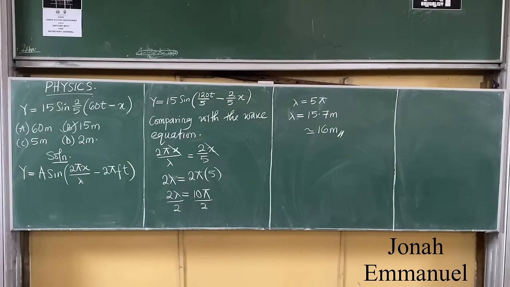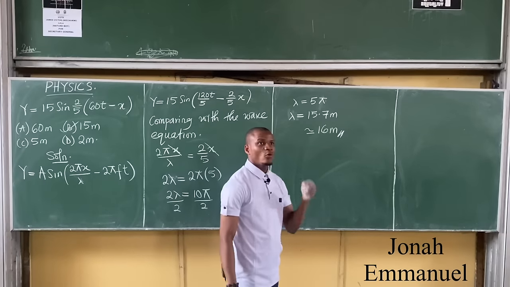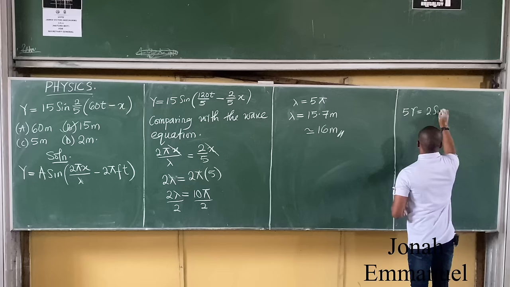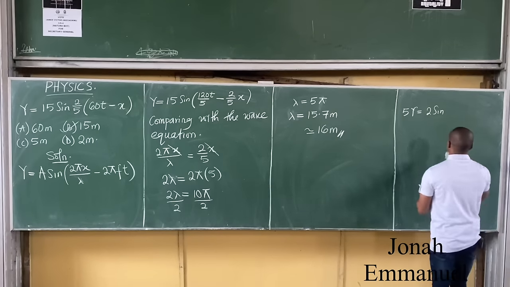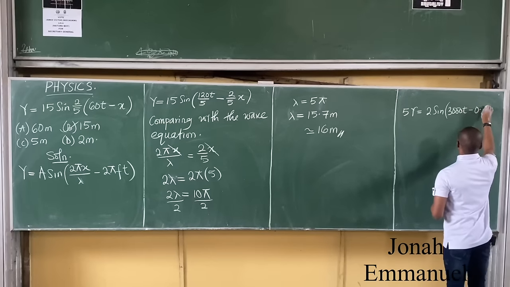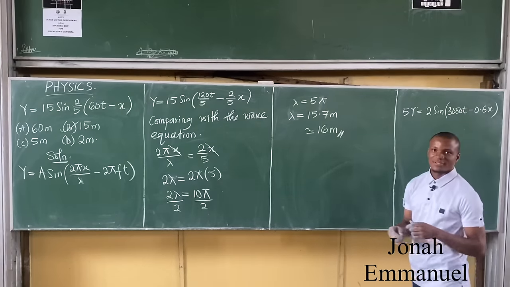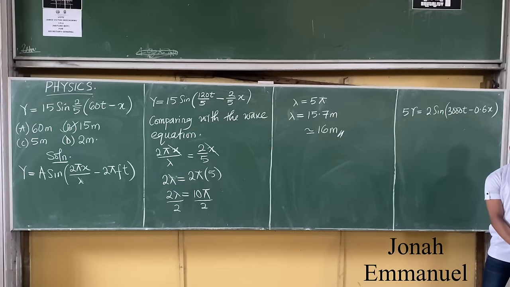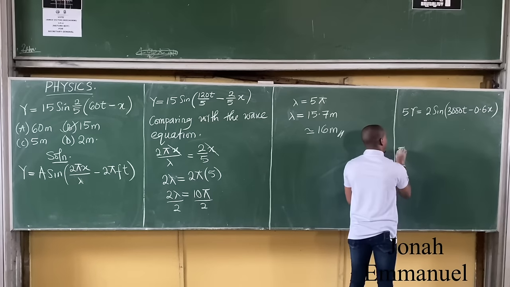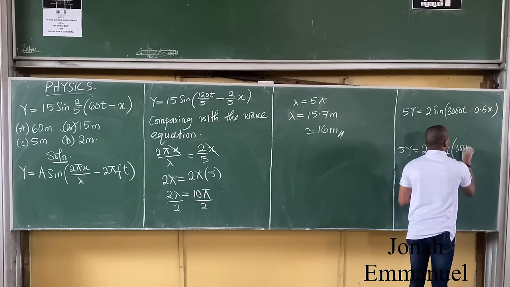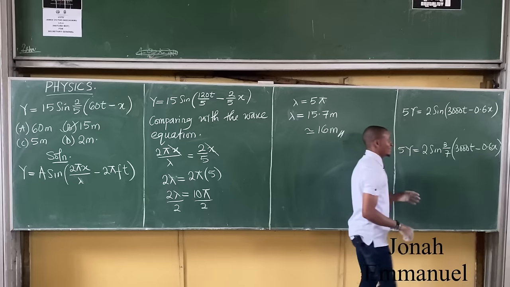Let me show you one thing before we go. What if they give you an equation like this? Let's say 5y is equal to 2 sine, 3 over 7 into 3000 t minus 0.6x, for instance. In this case, how do you solve this? There's now a 5 outside. What would you do? This is different from a case with no 5 outside. It's not two different things.